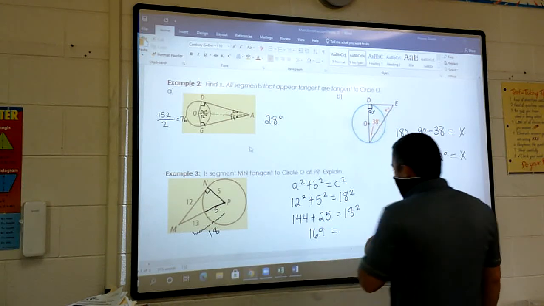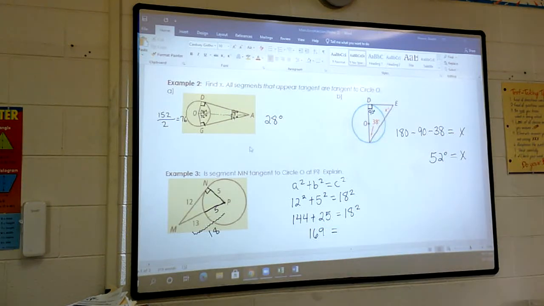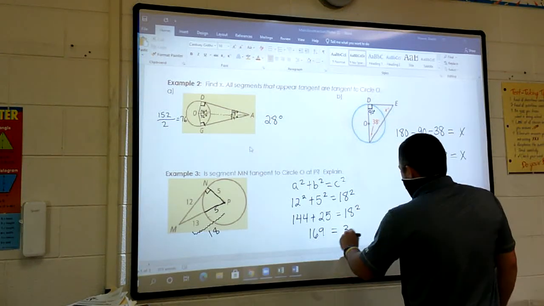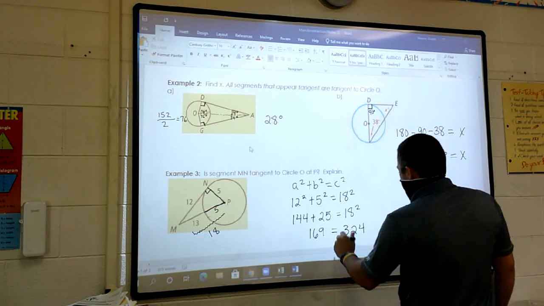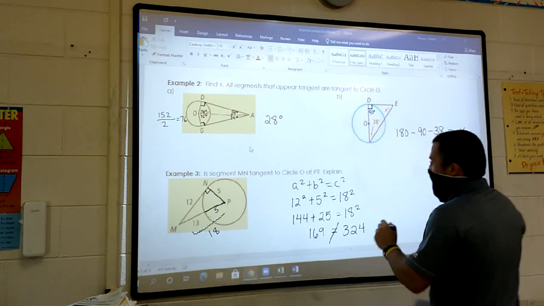What is 18 times 18? I have my calculator. 18 squared. So 18 squared is 324. So does that work? So we'll say no. Those are not equal. So the answer is no.